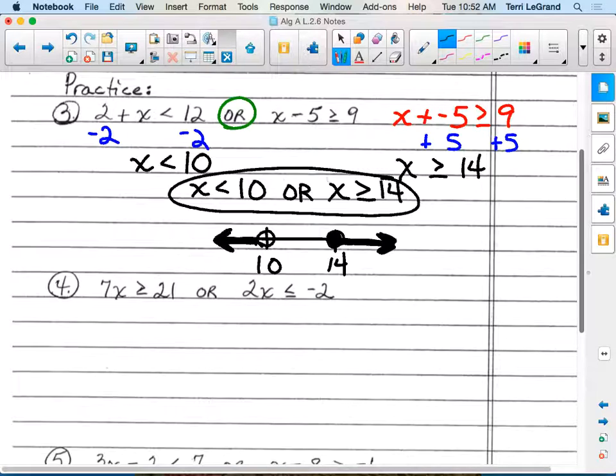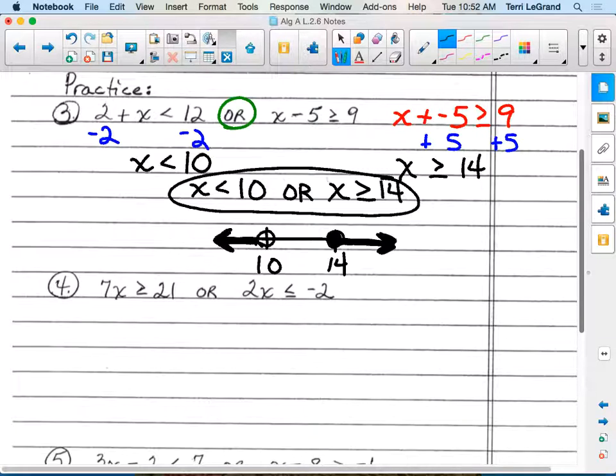It gets to come from either part of this. It doesn't have to come from the ones that make both of them true. Do we have any numbers that make both true? X is less than 10. X is greater than or equal to 14. Can you think of any numbers that make both of them true?